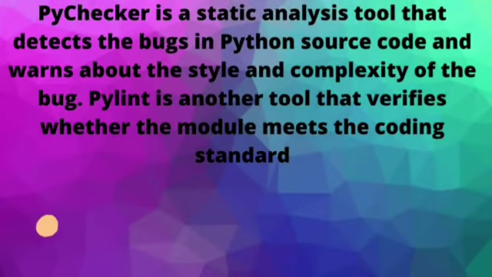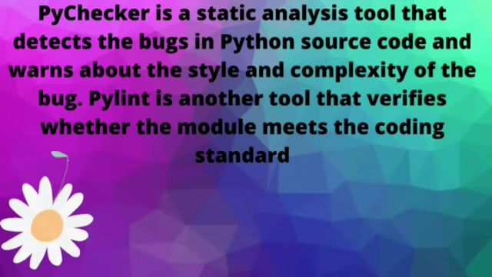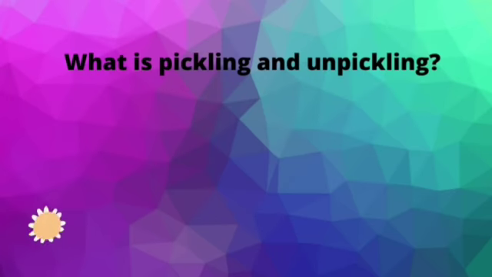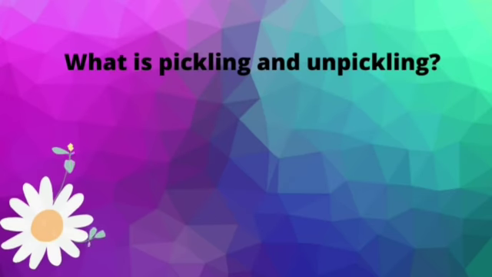And the answer is PyChecker is a static analysis tool that detects the bugs in Python source code and warns about the style and complexity of the bug. Pylint is another tool that verifies whether the module meets the coding standard. And next question, what is pickling and unpickling?